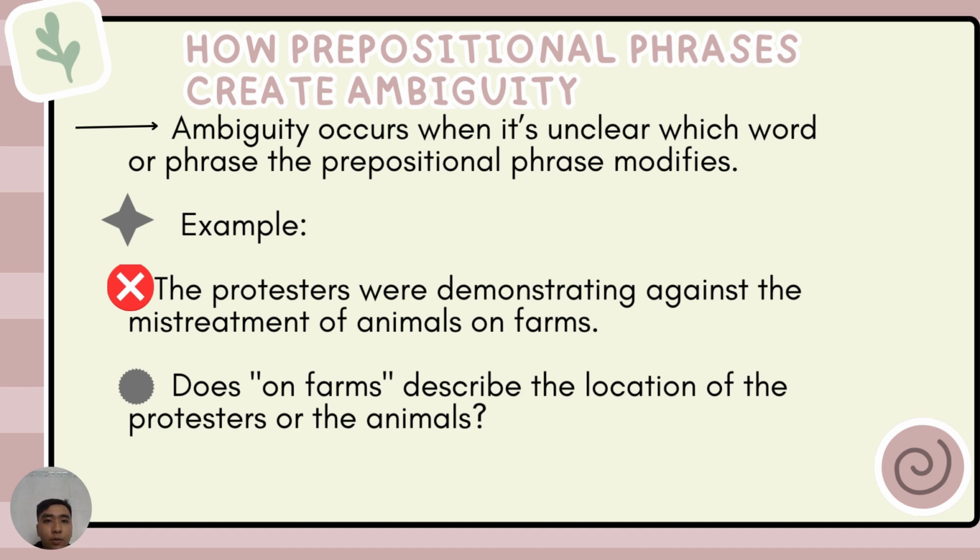How prepositional phrases create ambiguity. Ambiguity occurs when it's unclear which word or phrase the prepositional phrase modifies. For example, the protesters were demonstrating against the mistreatment of animals on farms. Does on farms describe the location of the protesters or the animals?